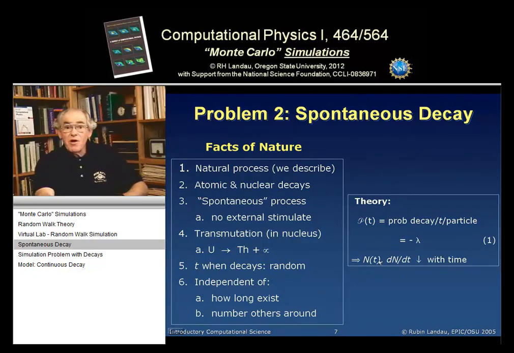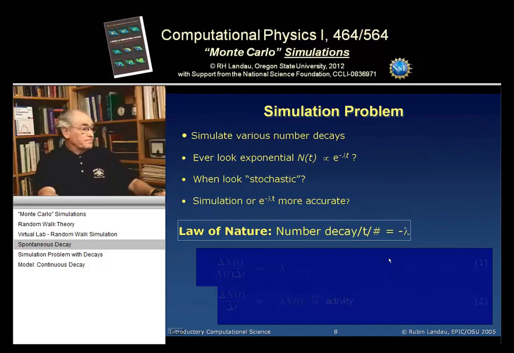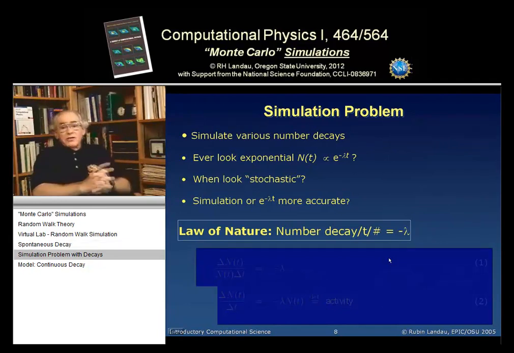So if we look at the number of particles as a function of time, they always go down. They always decay. If we look at the activity, which is the rate of change, it also goes down in time. Why is that? Well, because if there are fewer particles, there are fewer particles to decay, and the rate at which they decay decreases. These two are just proportional to each other. So that's the basic law of nature. Okay? So what is your problem?